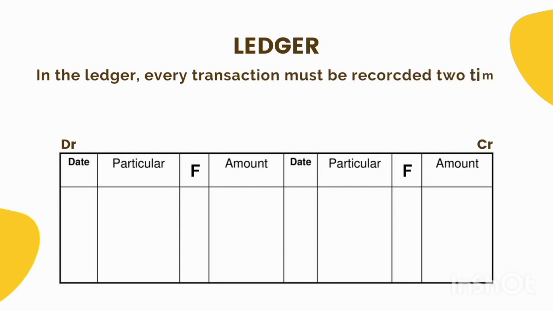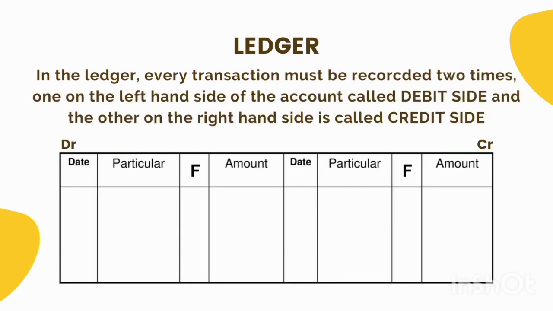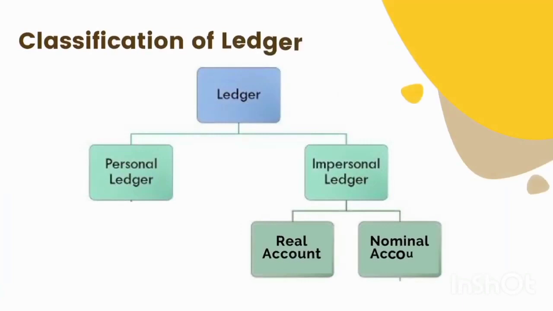Now, what are the classes of ledger? We have 2 broad classes of ledger, the personal ledger and the impersonal ledger. The impersonal ledger is further divided into the real account and the nominal account. Now, let's look at each of these classes and types of ledger so that you'll get a deeper understanding of them. We start with the personal ledger.